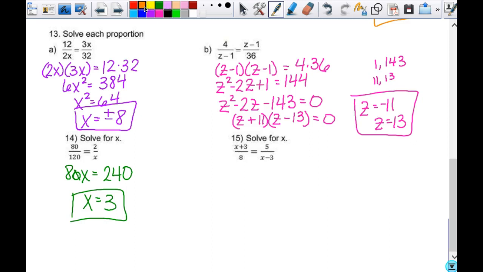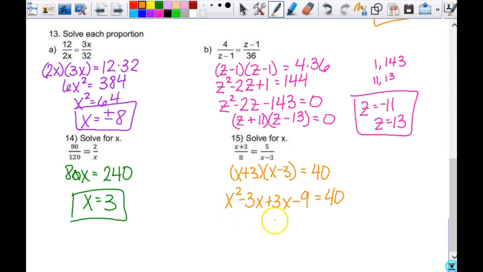Cross multiply here. I'm going to get x plus 3 times x minus 3. And that's equal to 5 times 8, which is 40. Okay, so when I multiply these together, x times x is x squared. Then x times a negative 3 is going to be minus 3x. Then 3 times x is a positive 3x. 3 times a negative 3 is minus 9 equals 40.